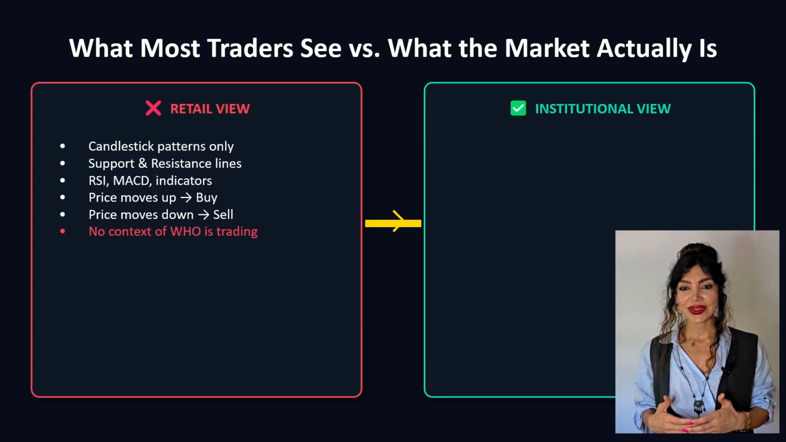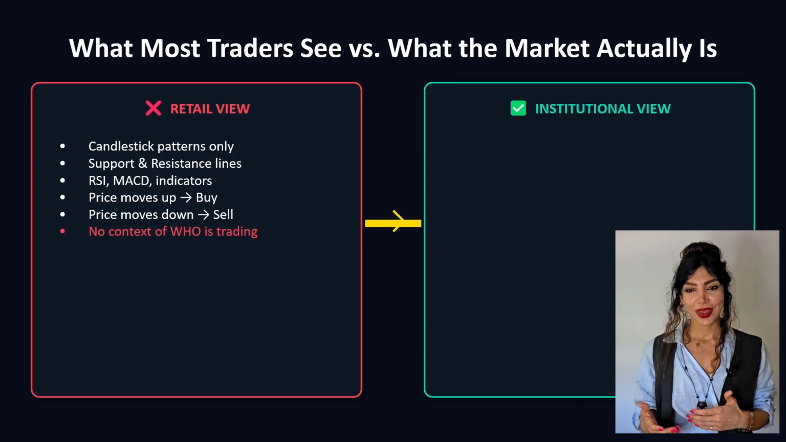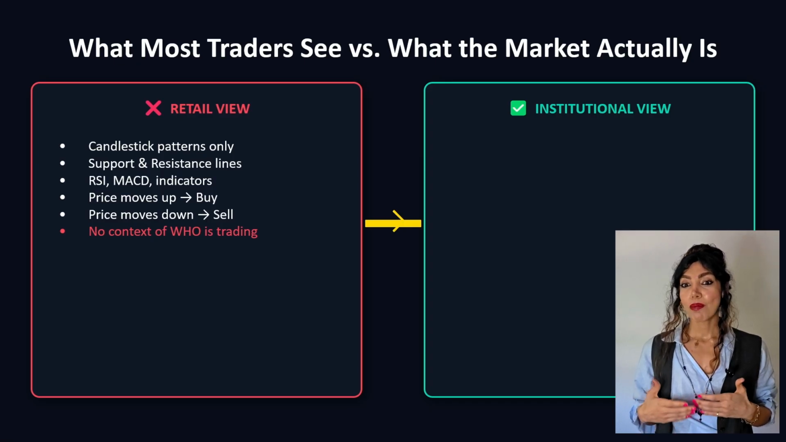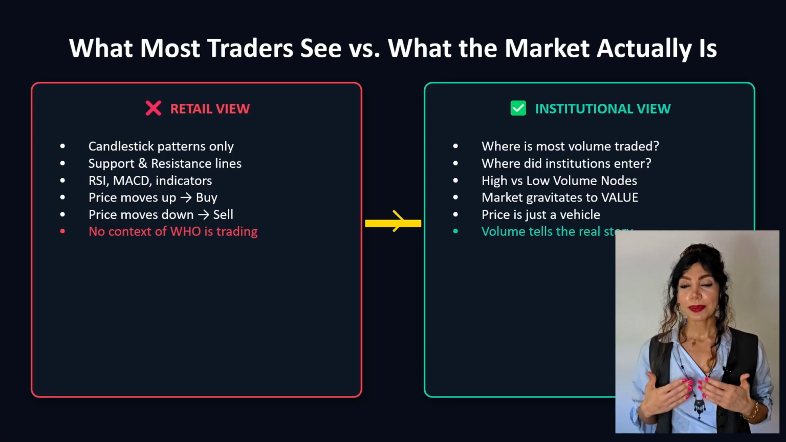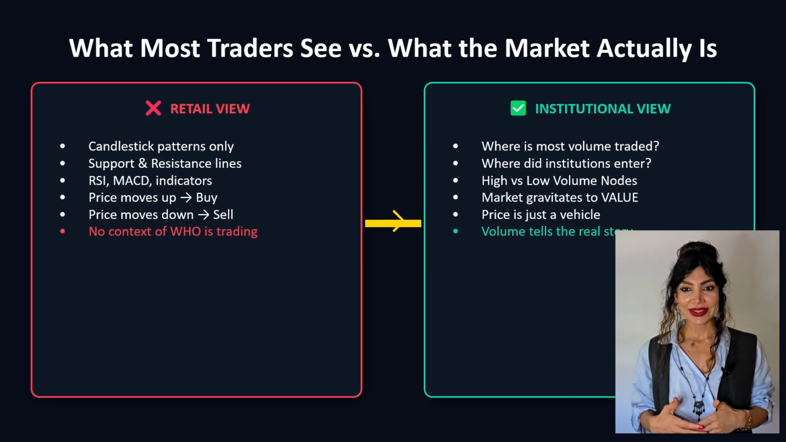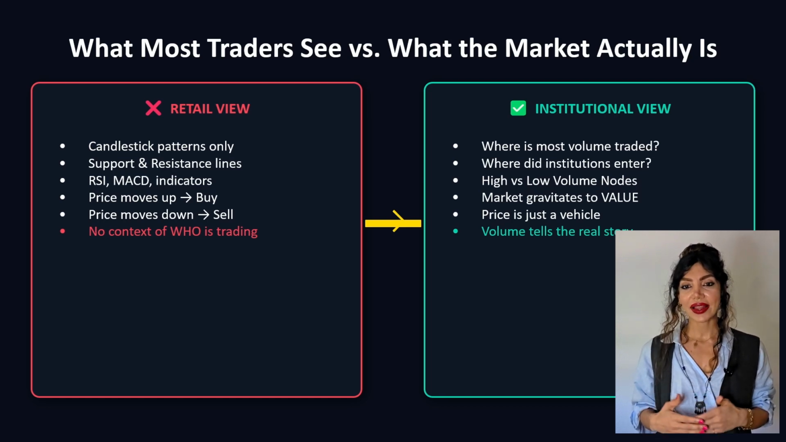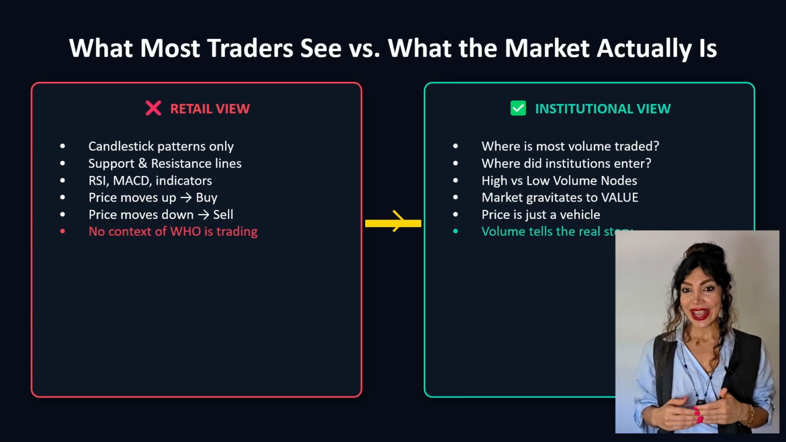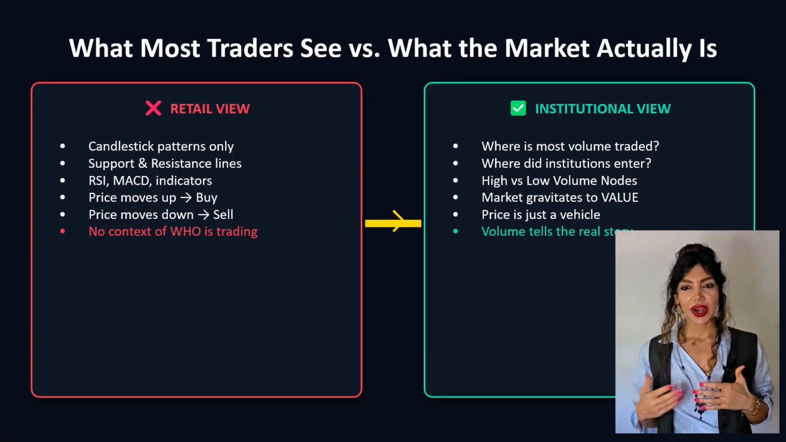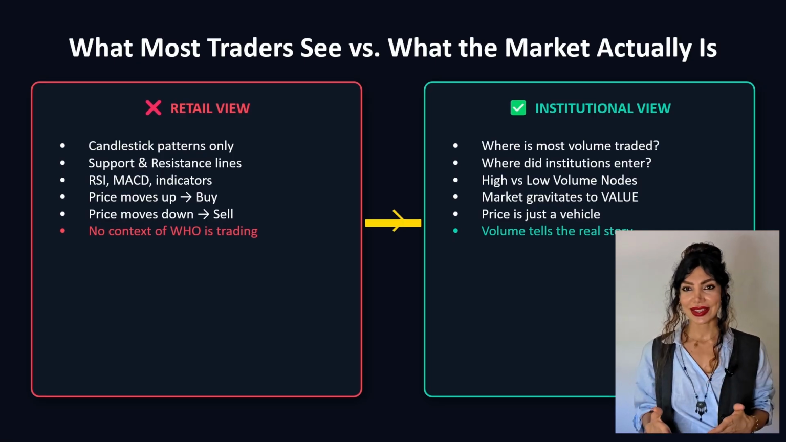Institutions don't ask, where is the price going? They ask, where is the most of the volume being traded? Where did the big players enter and where is the fair value? Because here's the truth. Price is just a vehicle. Volume is the engine. And when you understand where the engine is running, everything else starts to make sense.